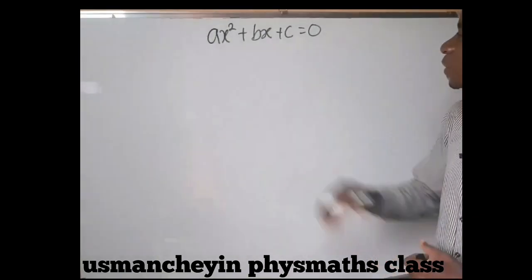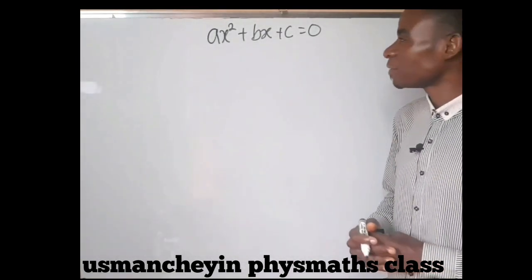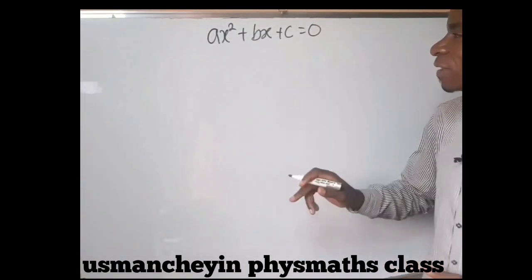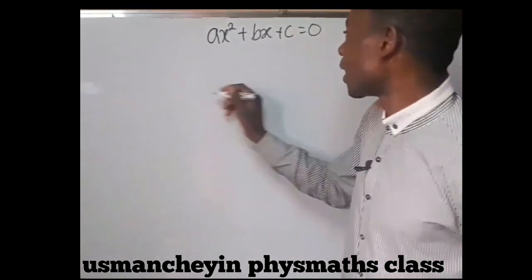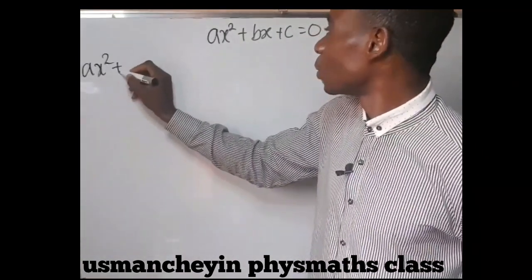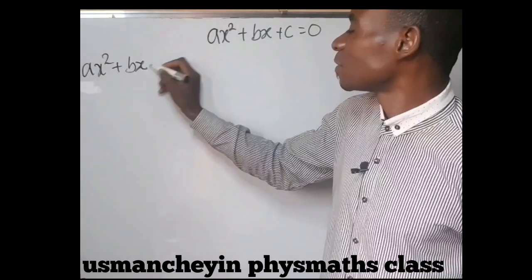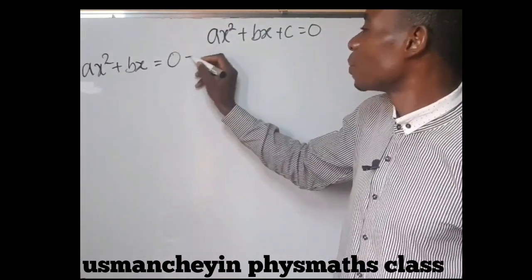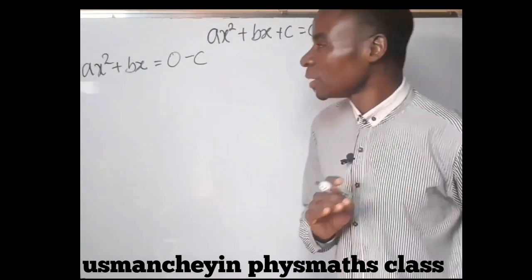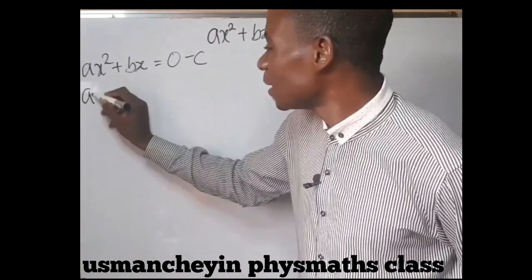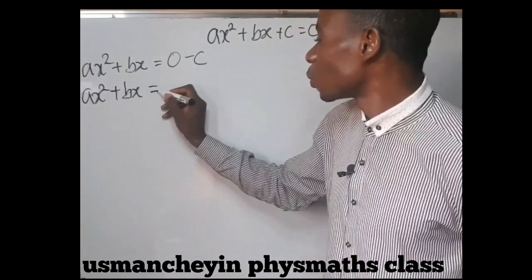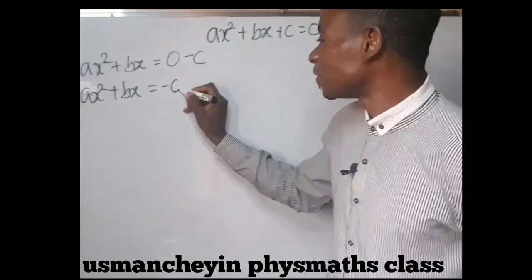Okay, so if you have something like this, the first thing we need to do is move this plus c across the equality sign, so that we should have ax squared plus bx equals 0 minus c. That is the first case. So this is ax squared plus bx equal to negative c.